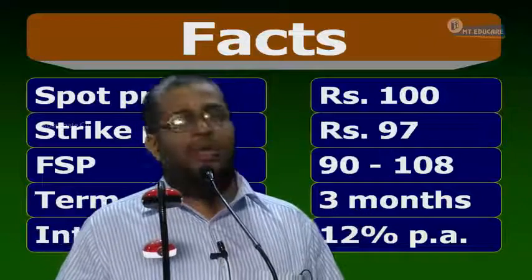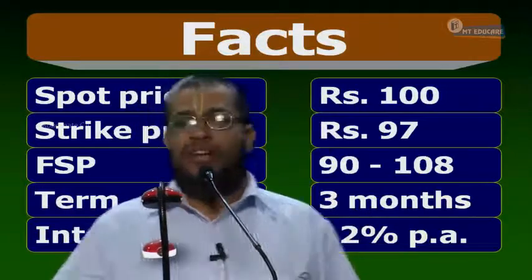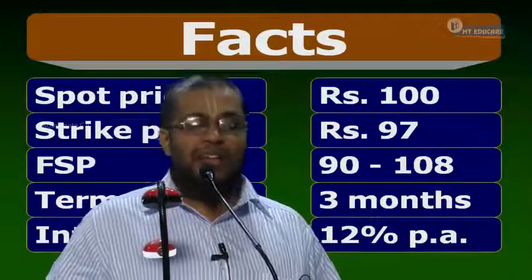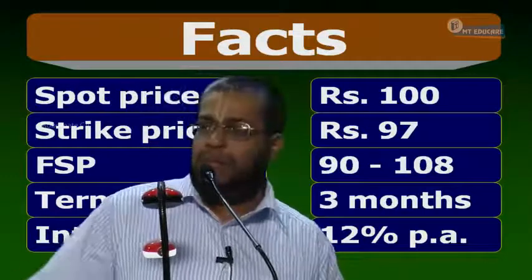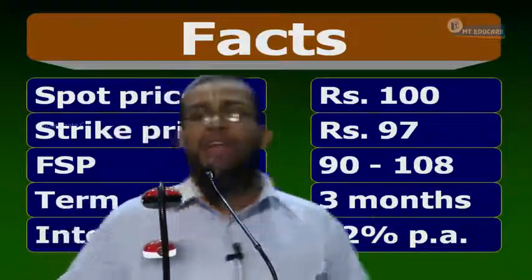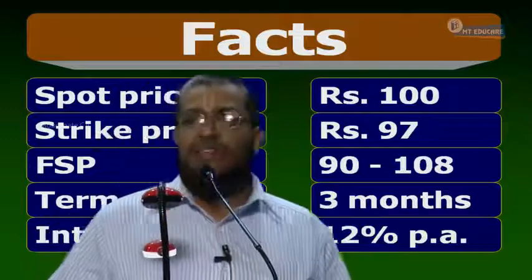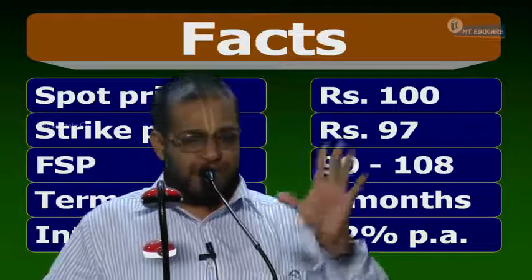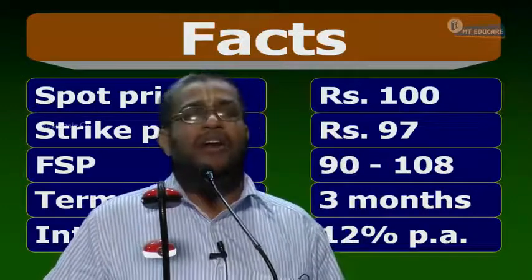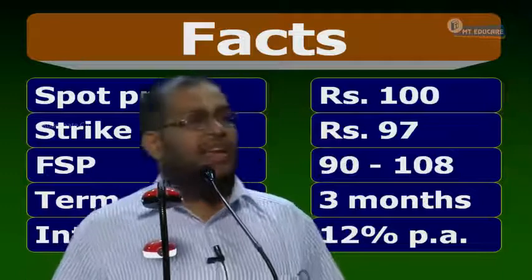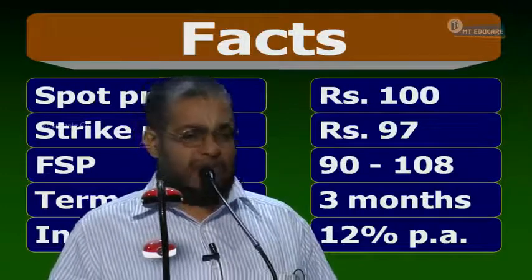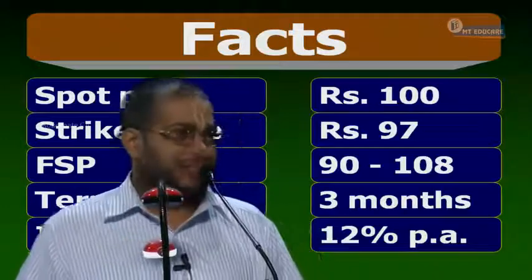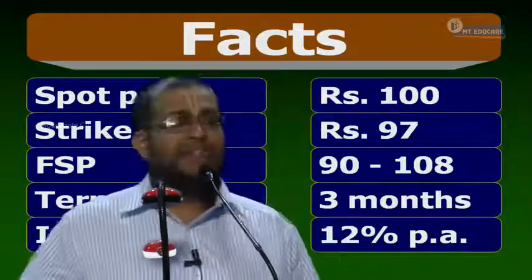In both options, the holder pays the writer a price for the option. That price for the option we call the option premium, also called the option value. The value of an option is the premium which we pay for that particular option. We discussed basics in options where we saw what is break-even FSP. Break-even FSP is the FSP on the maturity date at which the option holder earns nothing. It is given by the formula strike price plus premium for the call option, strike price minus premium for the put option.